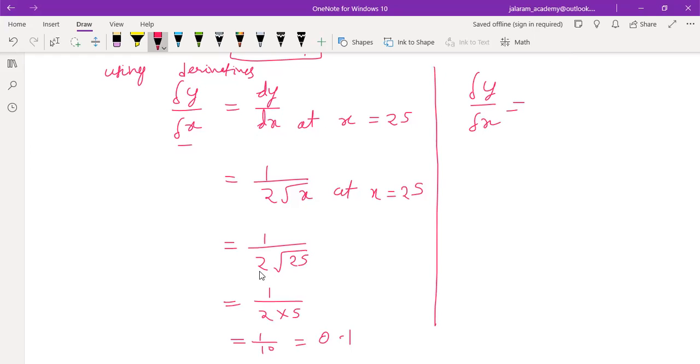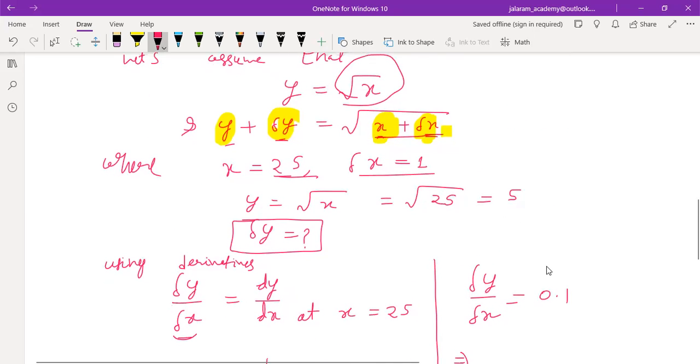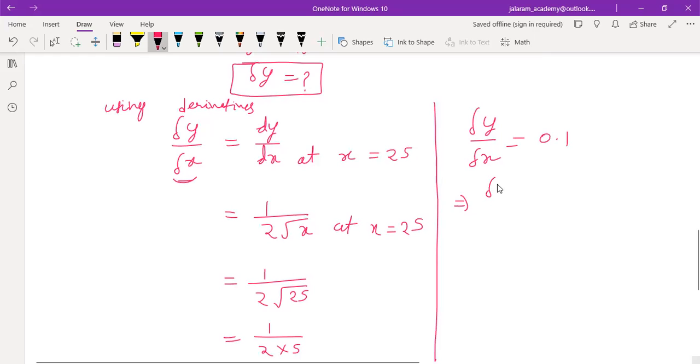We were searching for the value of delta y by delta x and we have calculated it to be 0.1. Now, this delta x we have assumed as 1. So use this value of delta x in this. Delta y upon 1 equals 0.1. On cross multiplying, we get delta y equals 0.1.